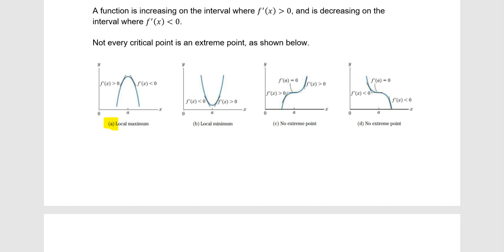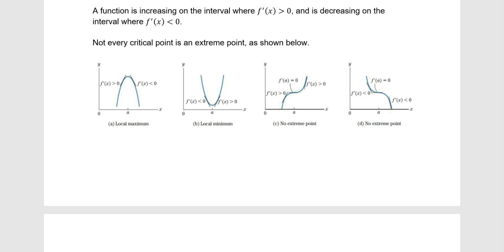So first, taking a look at this one right here, we can see that we have a relative or local maximum point at a because it changes from increasing to decreasing. The derivative was positive and then it was negative. So the tangent line here is 0. And then for the next one, we have a local minimum. The derivative is negative, so it's decreasing. Derivative is positive, so it's increasing. Tangent is 0, so relative minimum.